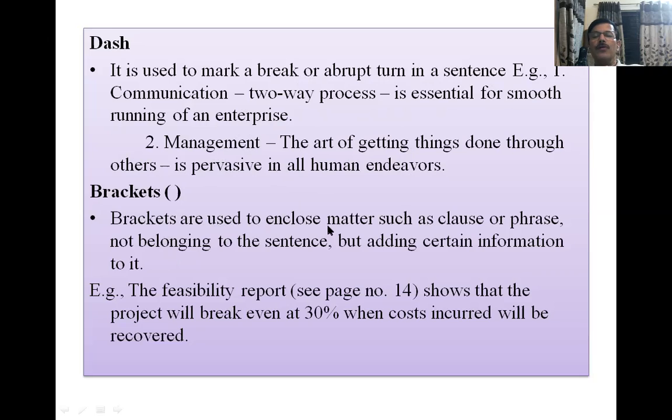So next important one in grammar is brackets. Brackets are used to enclose matter such as clause or phrase, not belonging to the sentence, but adding certain information to it. We have to use the brackets. See this example. The feasibility report (see page number 14) shows that the project will break even at 30% when cost incurred will be recovered. This is an example for brackets.